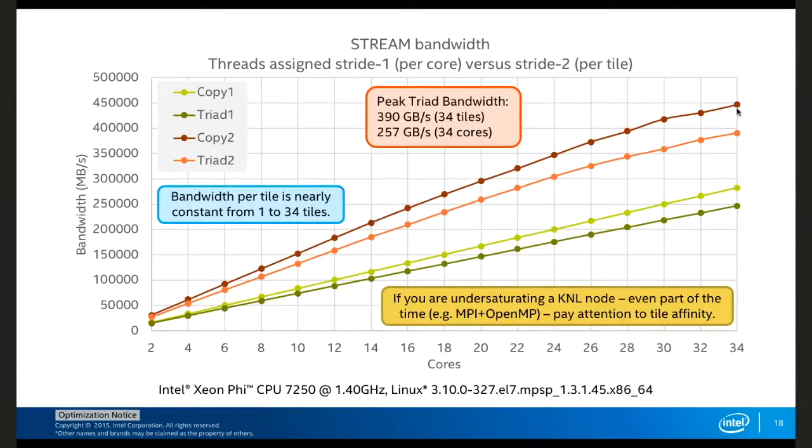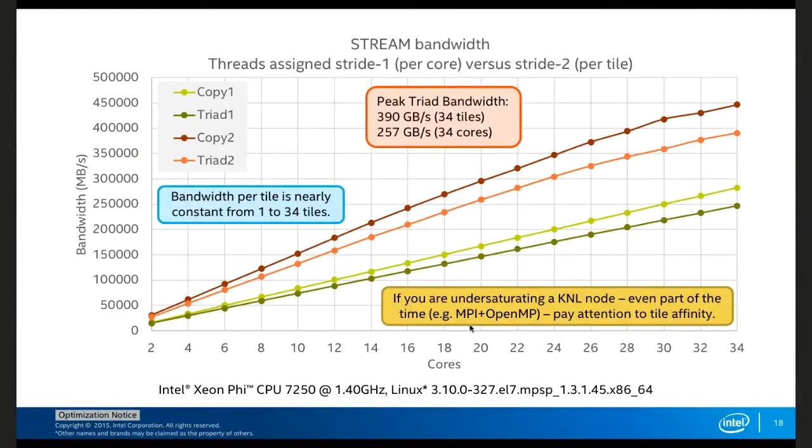You see here, if you look at TRIAD, which is the lower number, the higher number is STREAM copy. So STREAM TRIAD is 390 on 34 tiles, and STREAM TRIAD is 257 on 34 cores. So the important thing here is that the bandwidth scales in proportion to the number of tiles you're using. You do get a little bit more bandwidth going from 34 tiles, 1 core to 2 cores. You do get a boost, obviously, because 390 is less than 472.